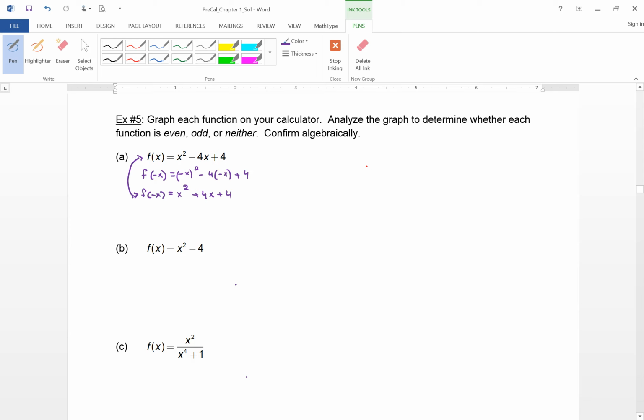Now, here is the other question. Then you ask yourself, did each of the terms here change signs? No, not all of them changed signs. That means it's not even, it's not odd, it's neither. We're going to do a couple more examples.